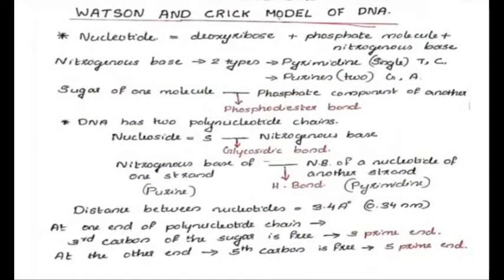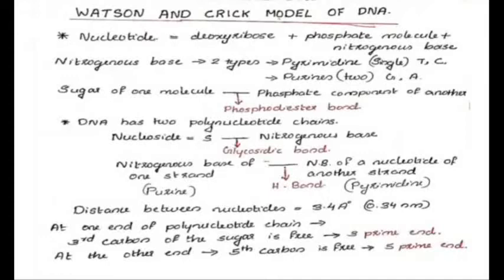According to Watson and Crick, DNA is in the form of a double helix. DNA is a nucleic acid. It is a macromolecule made up of two chains, and each chain is a polynucleotide chain. Each polynucleotide chain is made up of many small units called nucleotides. Hence, the basic building block of DNA is the nucleotide.